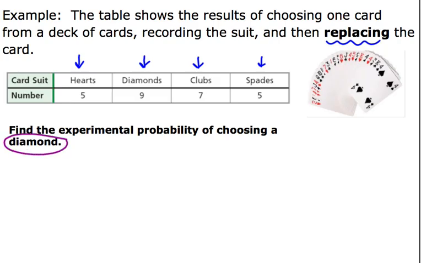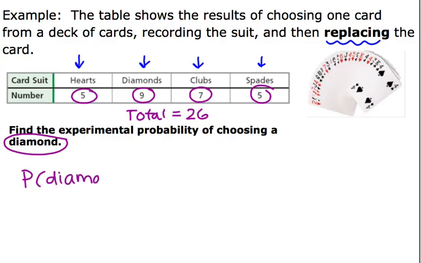So again, we have to total up these 4 numbers, which is 26. So the probability of a diamond, the total trials is 26 trials, so 26 times we got a card. And how many times did it actually occur that we got a diamond? 9 out of 26.